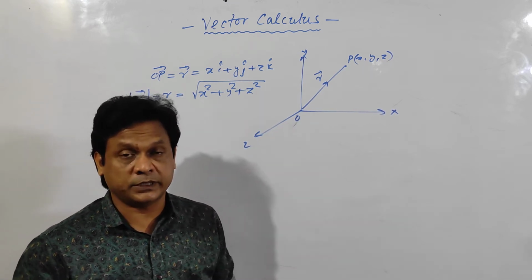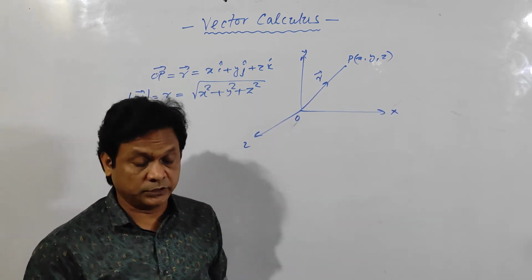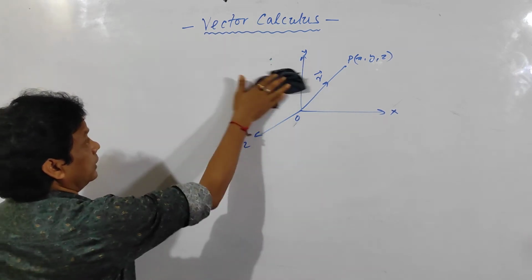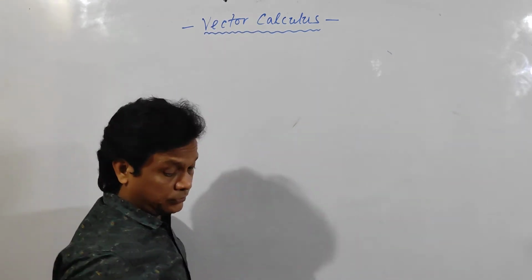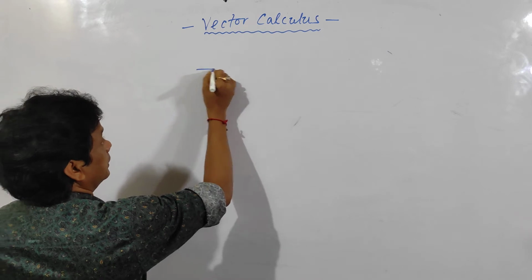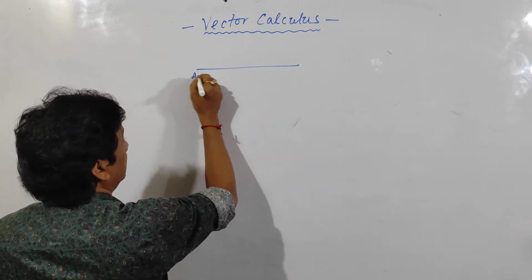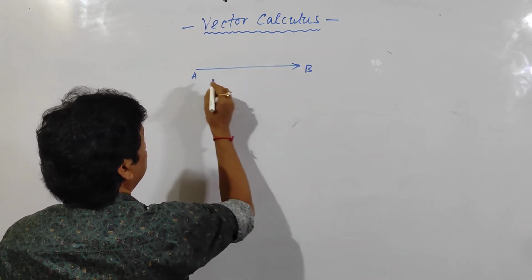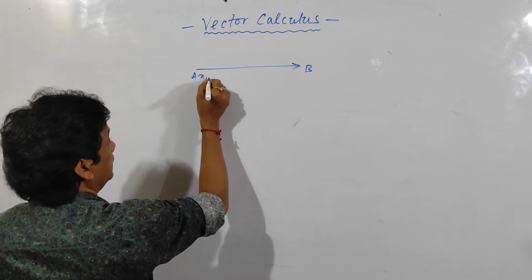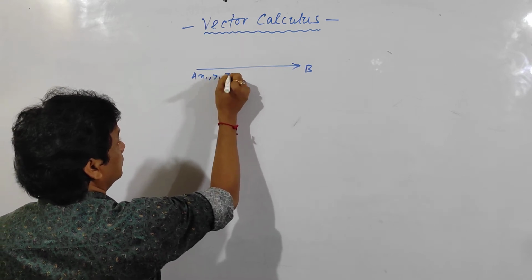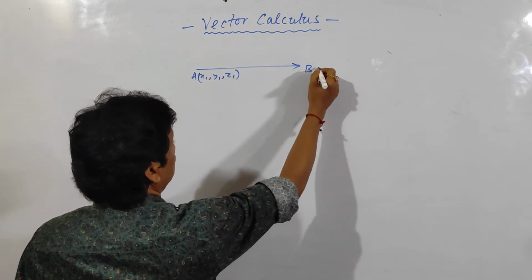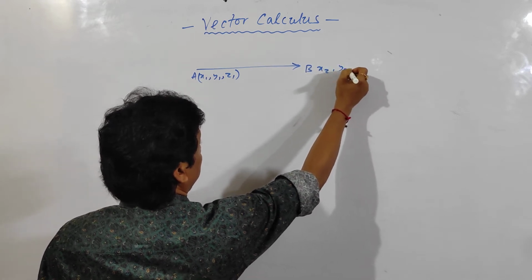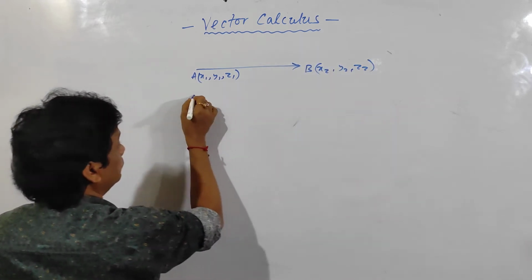Now it is clear to you about the position vector and the magnitude of r vector, and how to find out a unit vector: a cap means a vector divided by a vector mod. Clear? And see here, how to find out AB vector. This is A and this is B, the coordinates of A are x1, y1, z1, and the coordinates of B are x2, y2, z2. So how to find out AB vector?